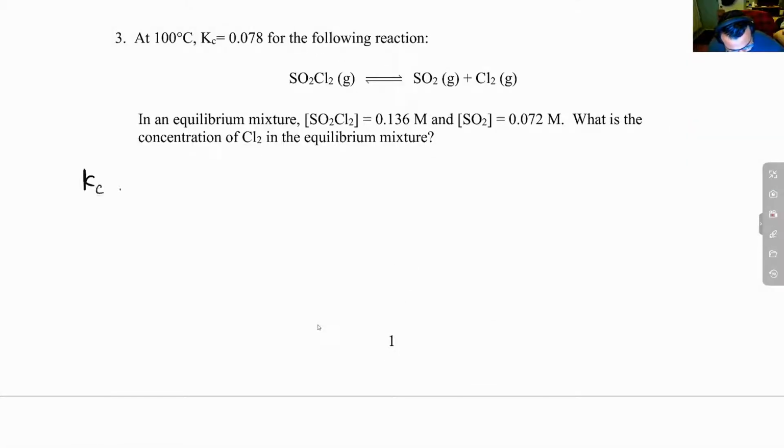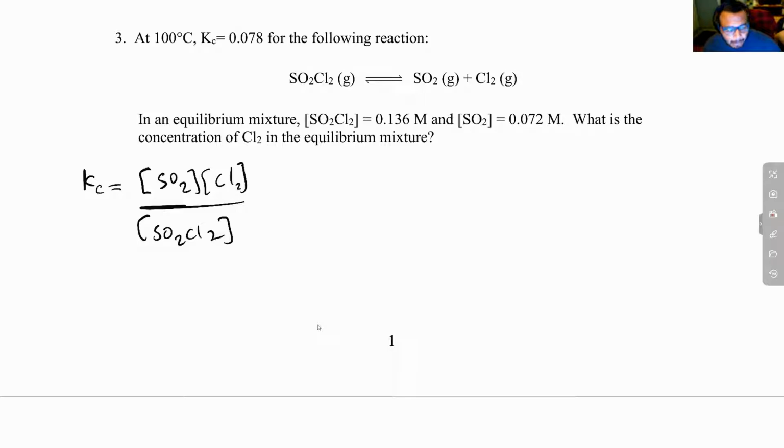our Kc value, we represent it through the equation of the products over the reactants, so SO2 and Cl2 all over SO2Cl2. And the idea here is that all of the values that go in this equation, all of these, even this guy, are all equilibrium concentrations. I can't stress that enough.